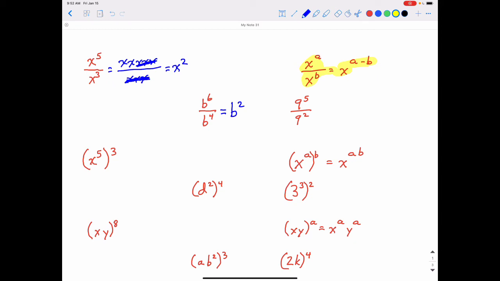And we can do that with numbers as well. If we have 9 to the 5th divided by 9 to the 2nd, 5 minus 2 is 3, so this would be the same as 9 to the 3rd power. And I know I'm leaving the numbers with exponents. You could multiply those out if you wish. 9 to the 3rd power literally means 9 times 9 times 9. And that would be 729.